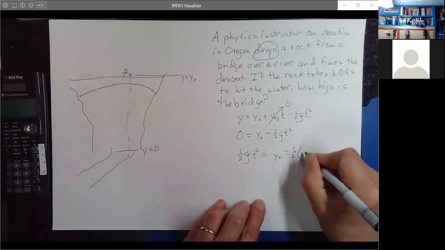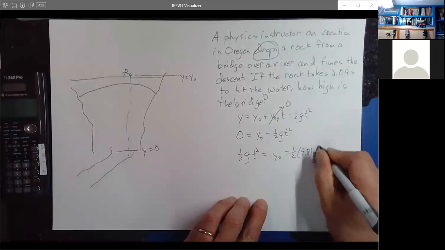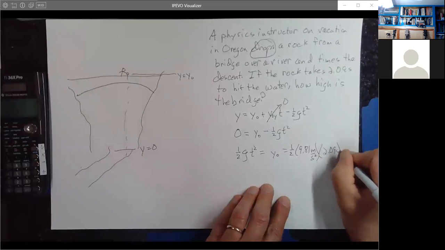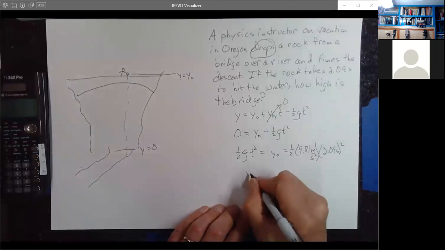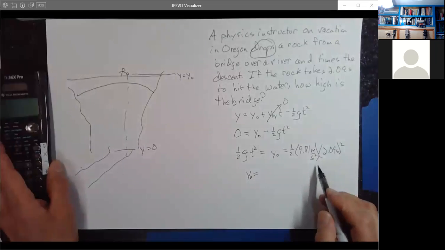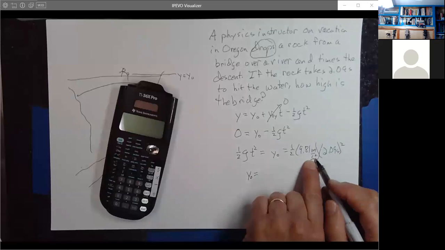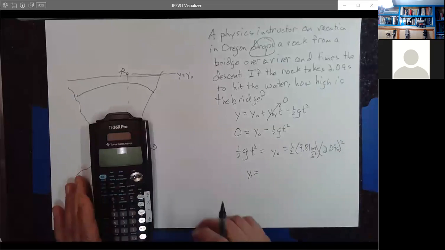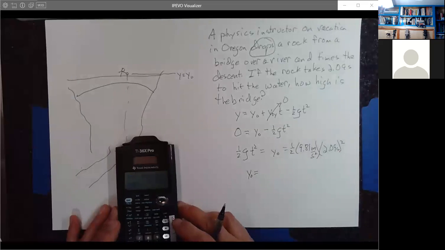1/2 times 9.81 meters per second squared times 2.09 seconds, which I square. Now, that initial height would then be, let's see, unit-wise, I'll have seconds squared when I square this second term, and those will divide with the second squared here, and I'll just end up with meters. And so we'll find out how high that bridge happened to be above the water.